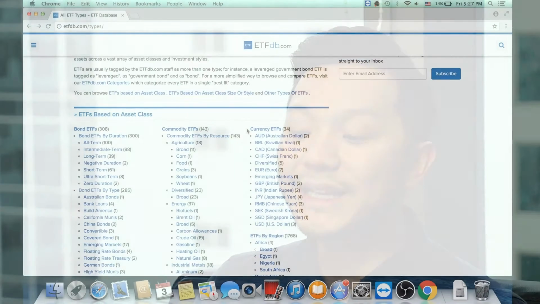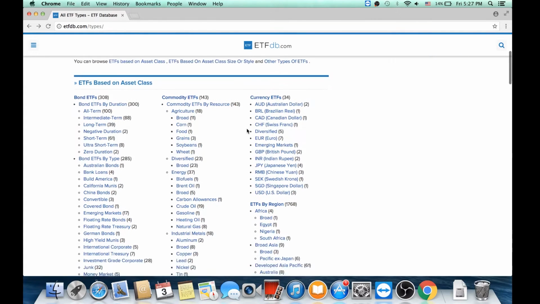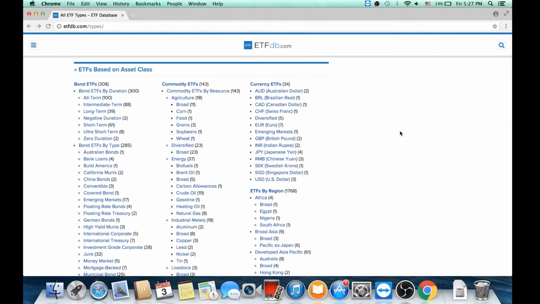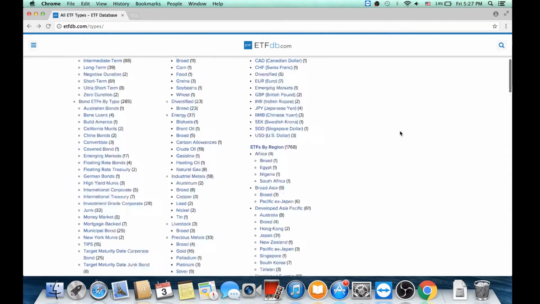So the first advantage is you are now exposed to a wider range of investment assets. Let's say you go to etfdb.com/types, this is a website that I've been visiting for more than a decade. This is really good. It lists all kinds of ETFs that are listed in US stocks. So now using just the US stock account, you can access the whole world. For example, you can access bonds, currencies, and regions.